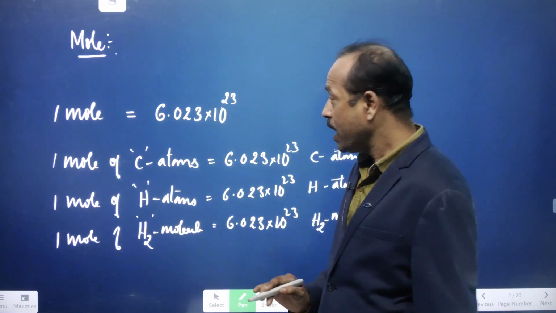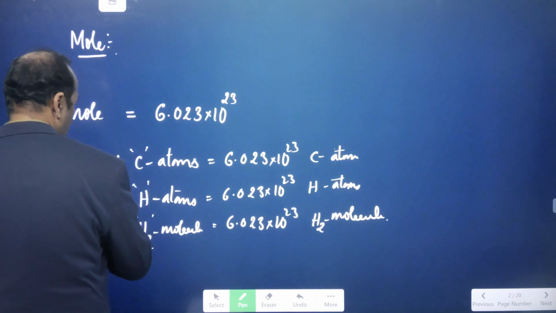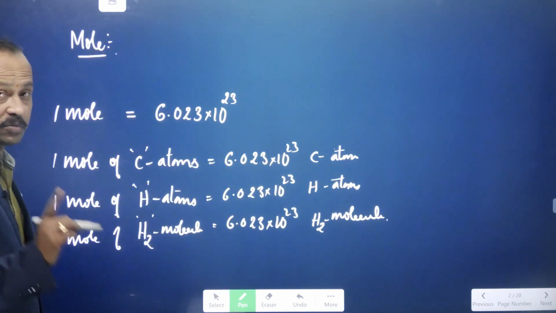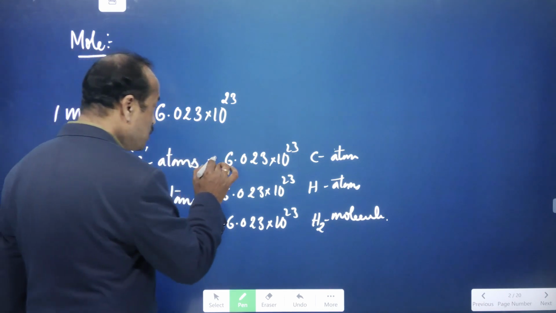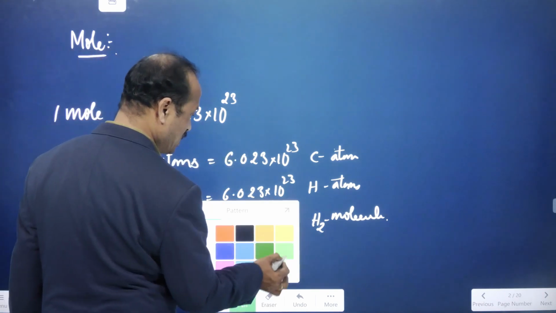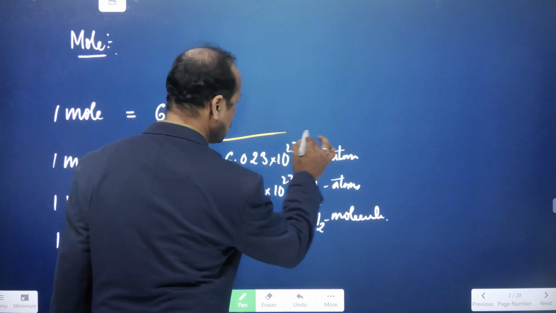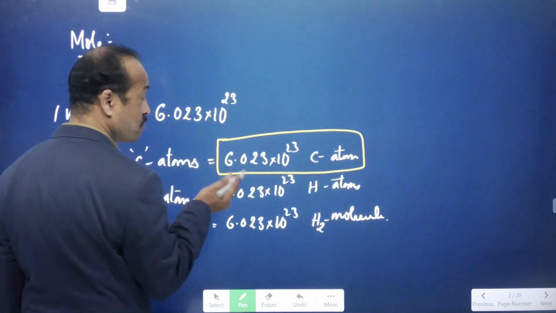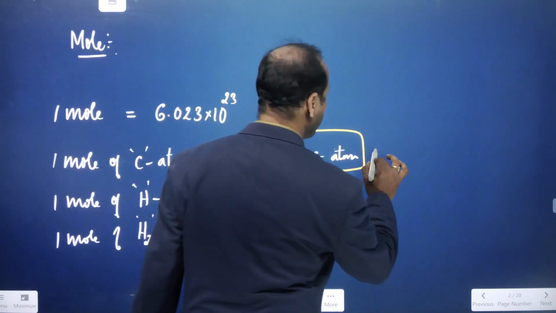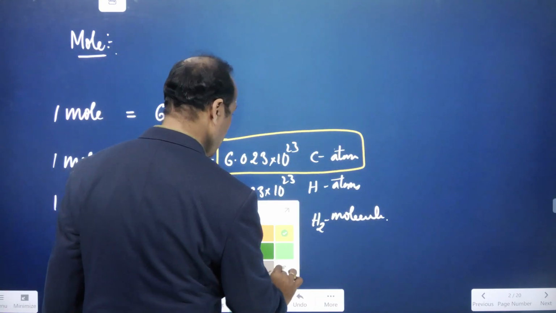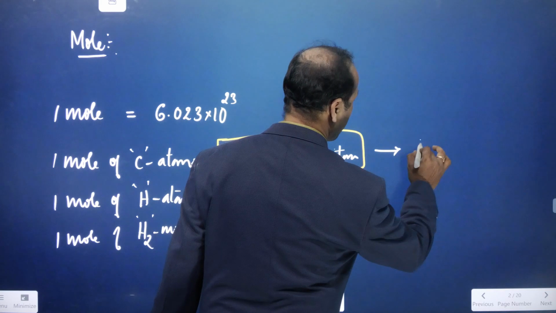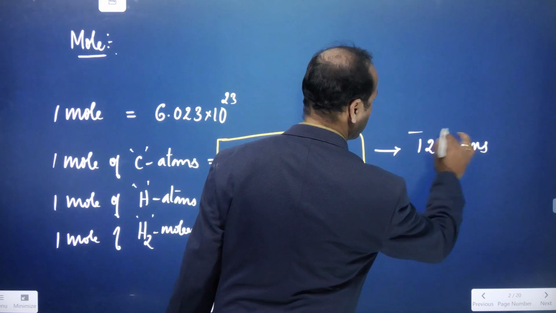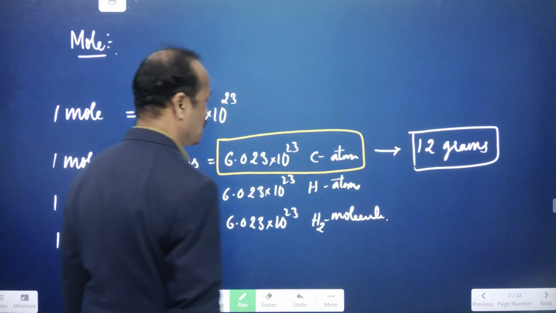Like this. Clear? Now, here 1 mole of carbon atoms is equal to 6.023 into 10 to the power 23 carbon atoms. Right? If you measure the mass of these 6.023 into 10 to the power of 23 carbon atoms, then, very important students, you will get 12 grams. How many grams? 12 grams. Clear? So 12 grams.